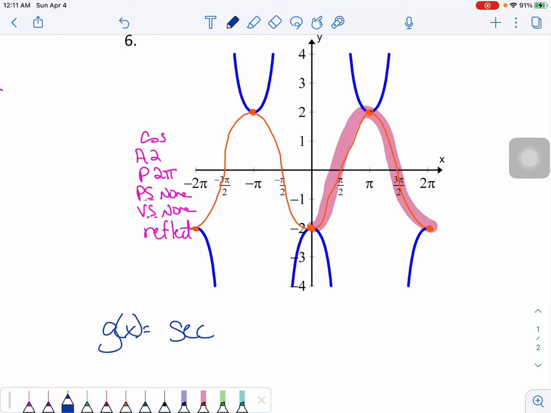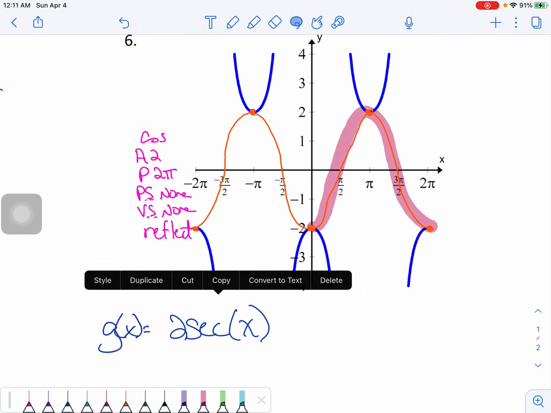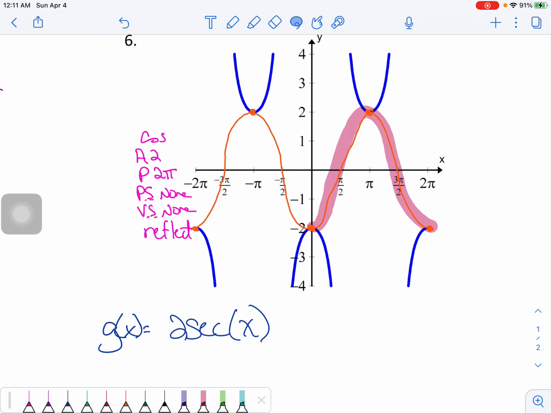So let's go ahead and do secant. So g of x is equal to. Now I need to accommodate this amplitude of 2 for cosine, which becomes the coefficient of secant. Secant of x. And one other thing, which of course I did not leave myself space for, this whole thing needs to shift because I need to put a little negative sign right there because that will get me the reflection that I was looking for.